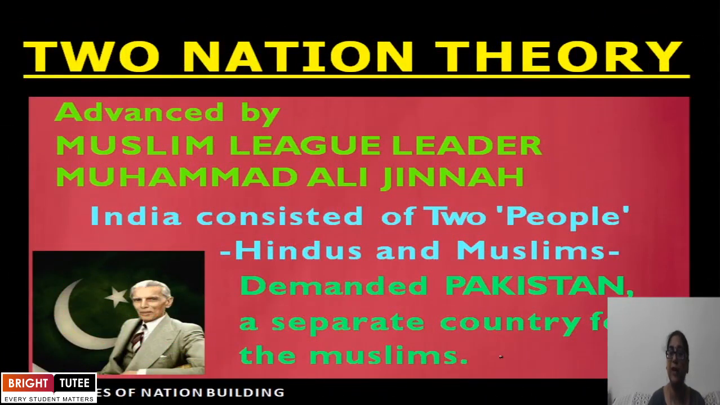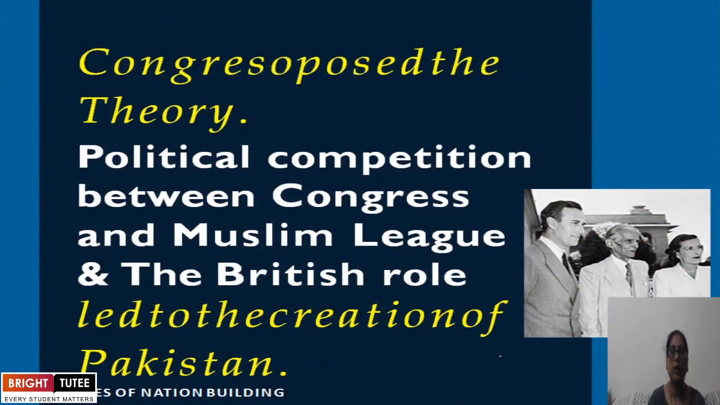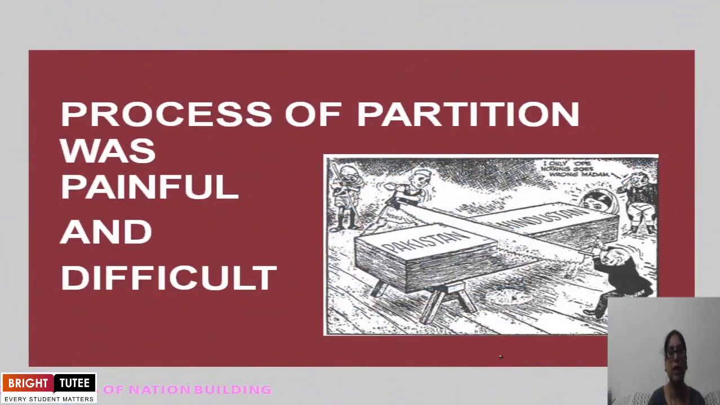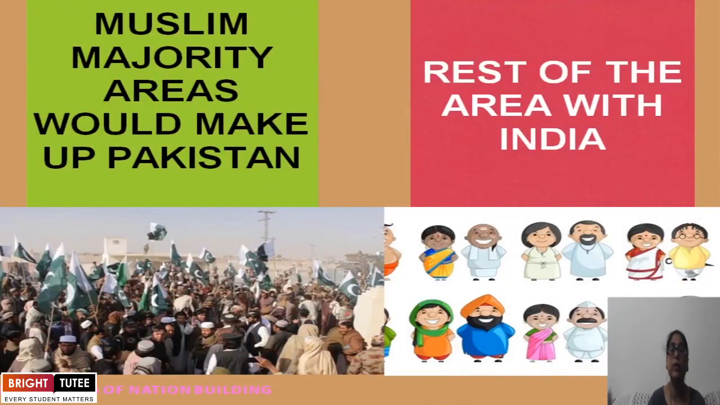Two nations. Advanced by Muslim League leader Muhammad Ali Jinnah, India consisted of two people, Hindus and Muslims, and Muslims demanded a separate country. Now, Congress opposed the theory, and political competition between Congress and Muslim League and British rule led to the creation of Pakistan, as I have told you. Lord Mountbatten was one of the, we can say, foundation persons for this partition. The process of partition was very painful and difficult. Muslim majority areas would make up Pakistan and the rest of the area would be with India. It was decided in Lord Mountbatten's plan.